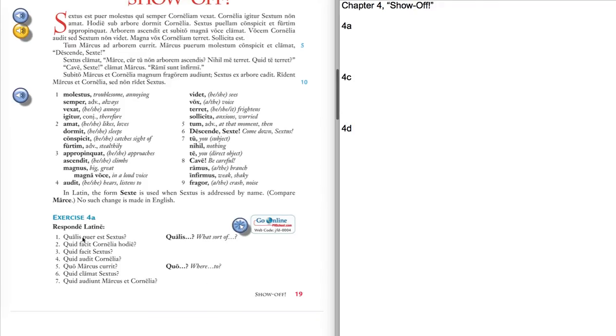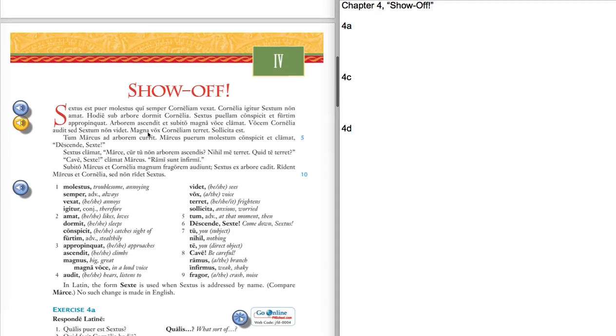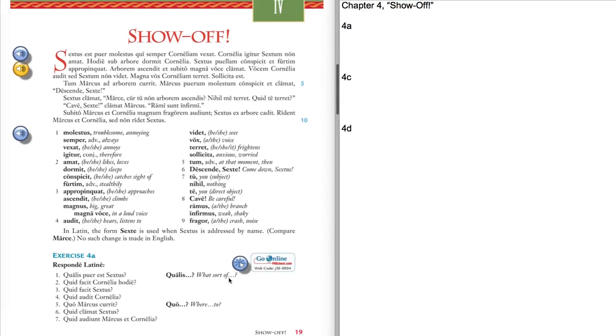Number 1, qualis puer est Sextus? Qualis means what sort of. So the question is asking, what sort of a boy is Sextus? And the first line tells us the answer there. Sextus est puer molestus. Molestus means troublesome or annoying. So, in its most simple form, that would be an answer for question number one. Sextus est puer molestus. Sextus is an annoying boy. If you wanted to continue to write that out for practice, that's okay, but this is a satisfactory answer.